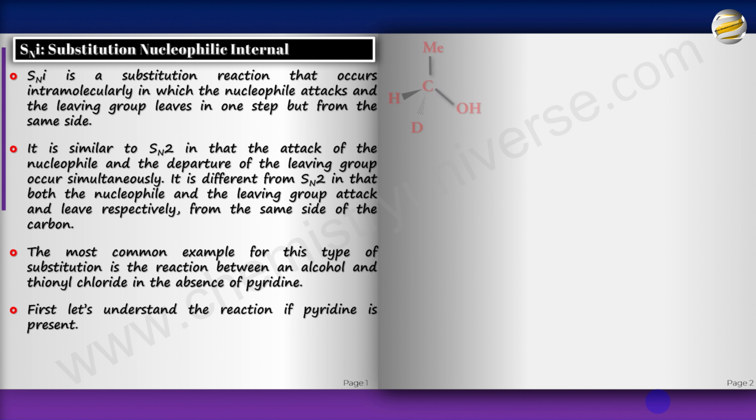So this is the alcohol. And as you can see, the carbon is chiral. And we reacted it with SOCl2 and pyridine. And what do we get? We get Cl wherever there is OH. But it is inverted. It's pure SN2. Now let's understand how this is done.